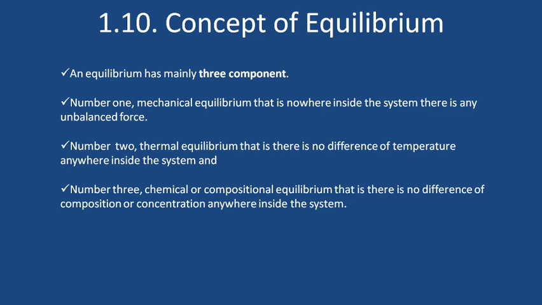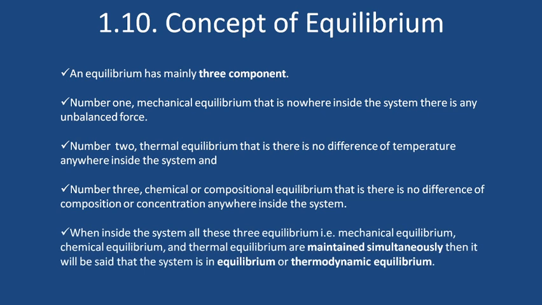When inside a system all these three, that is mechanical equilibrium, chemical equilibrium and thermal equilibrium, exist, then we say the system is in equilibrium or thermodynamic equilibrium.